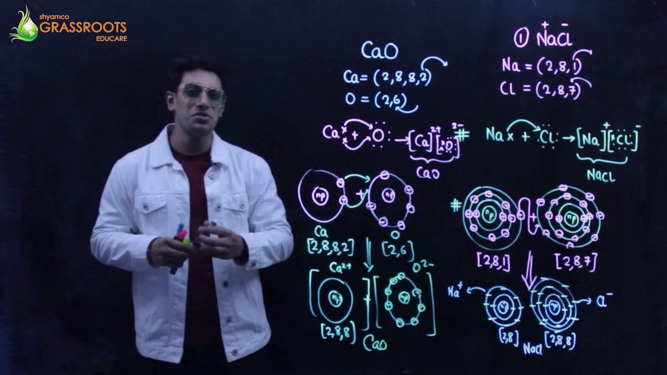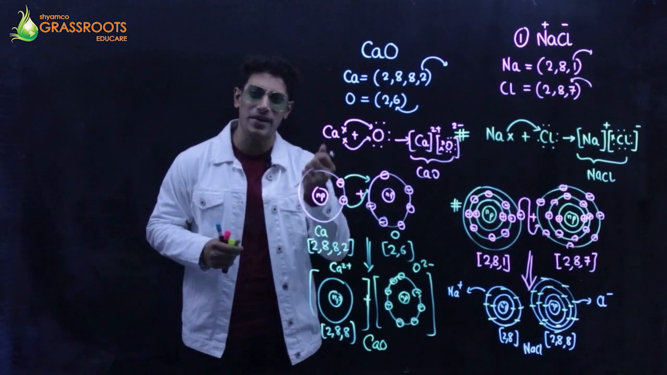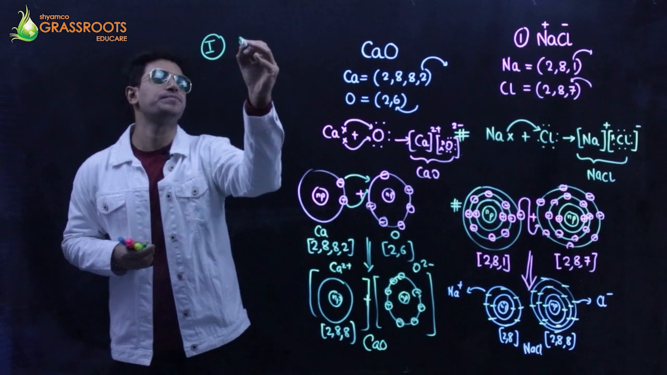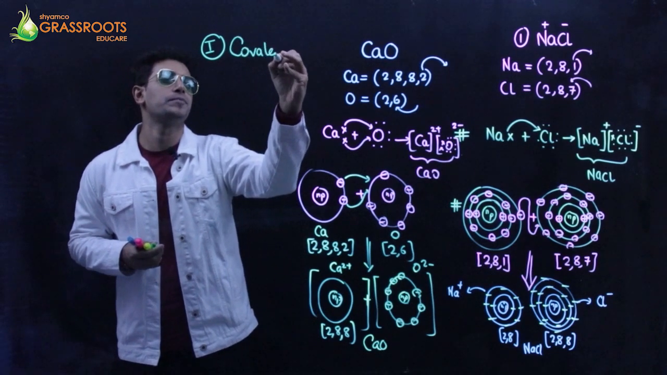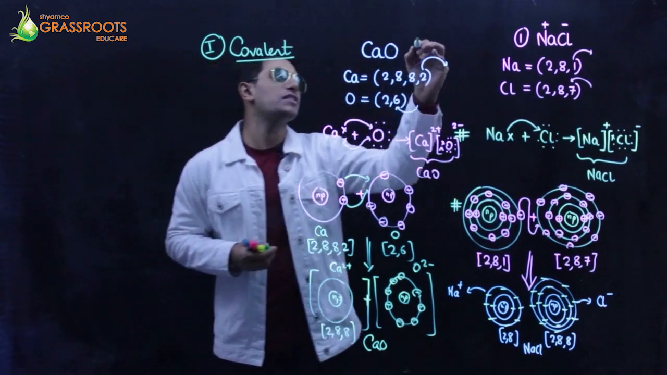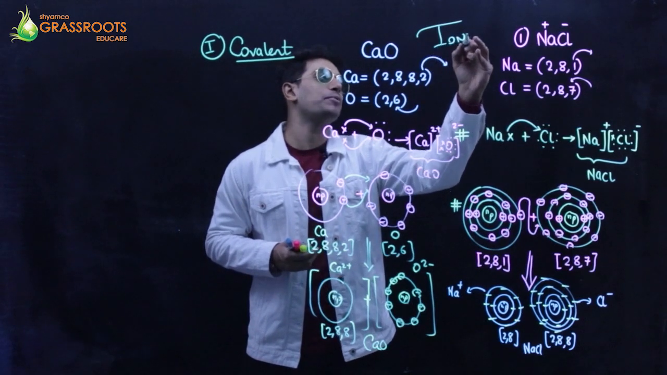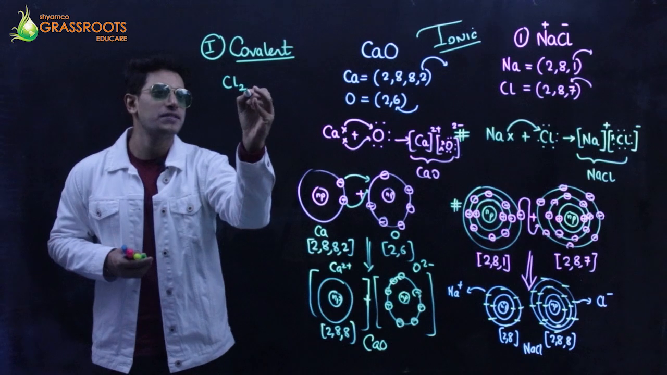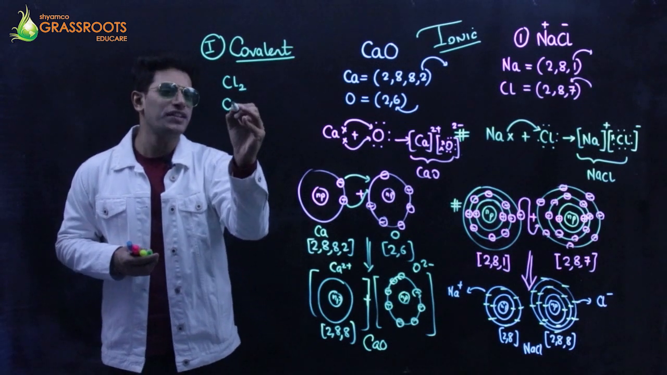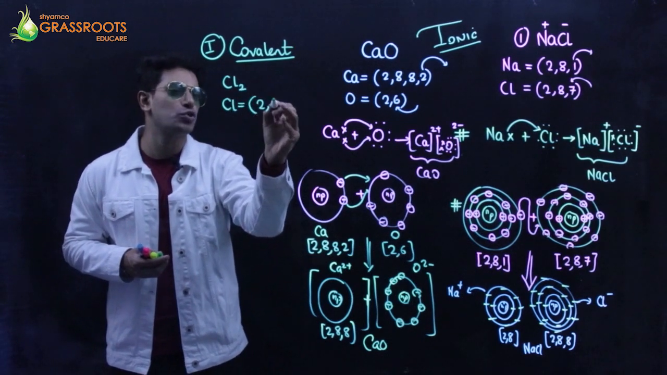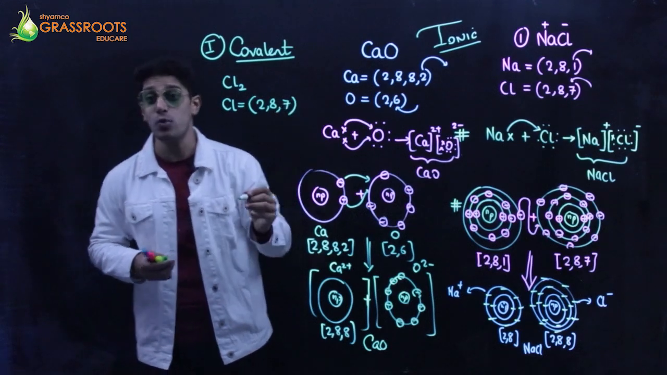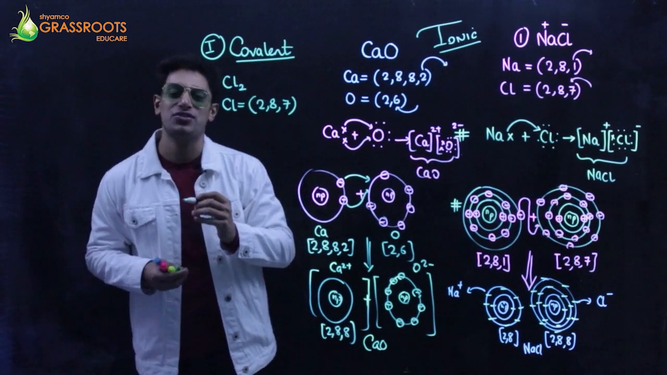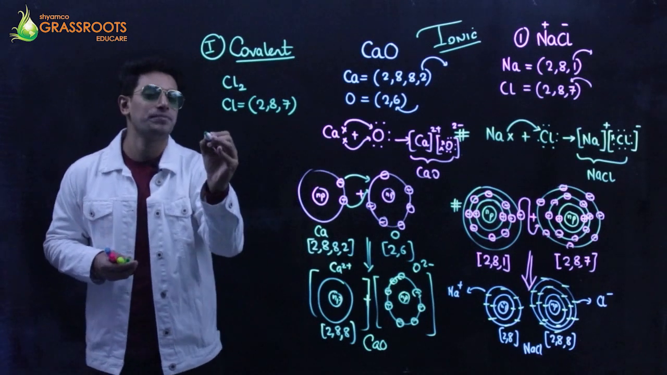Talking about covalent bonding, in covalent bonds we have the first element, chlorine. These are both examples of ionic for you all. Talking about chlorine, Cl2, the electronic configuration is 2, 8, 7. Let's draw the cross structure or the dot structure.